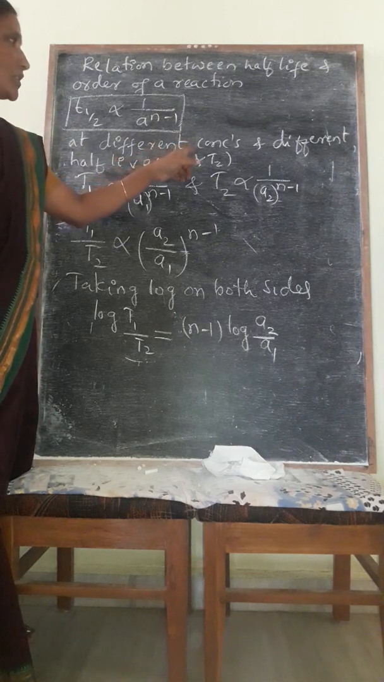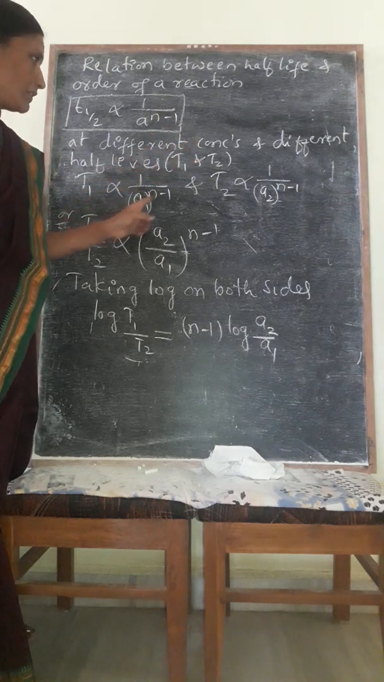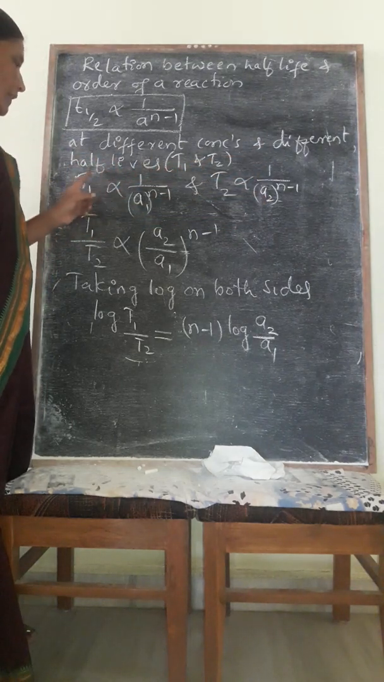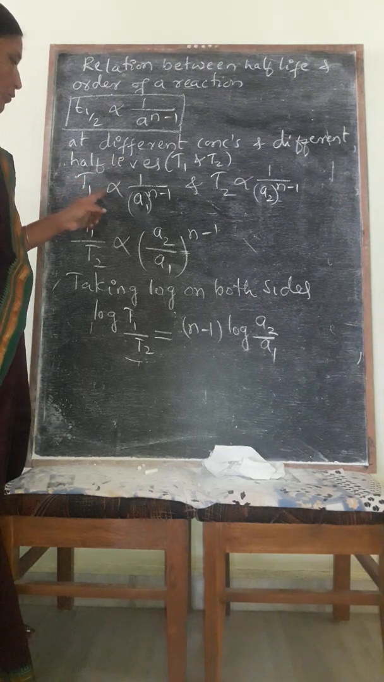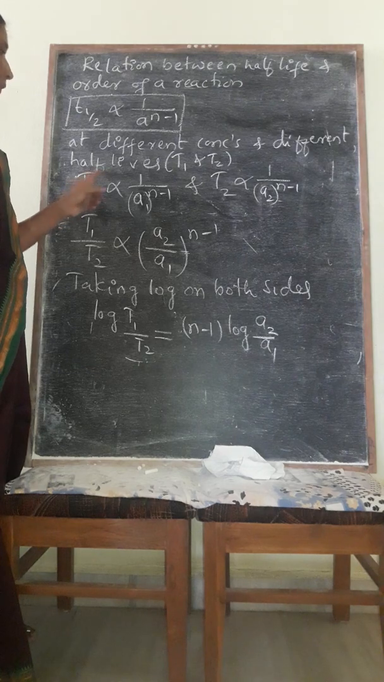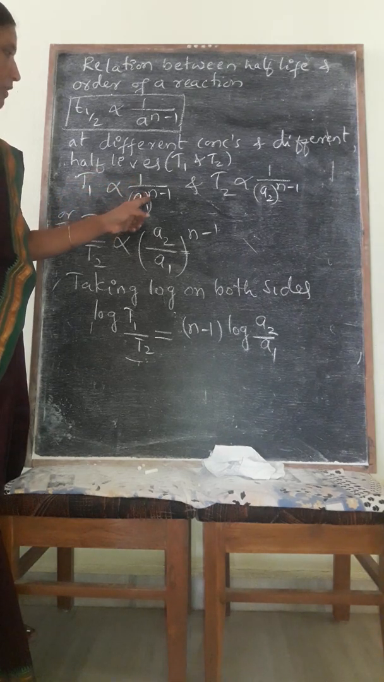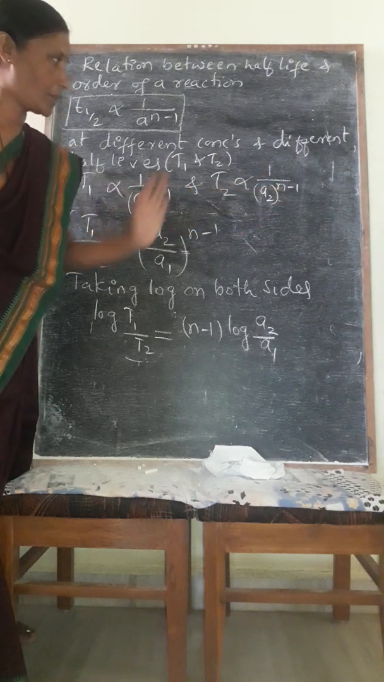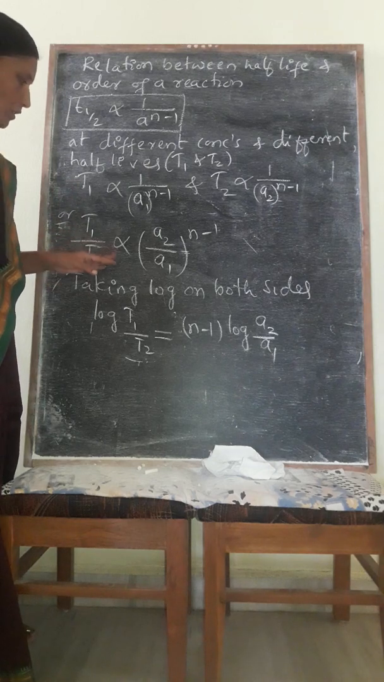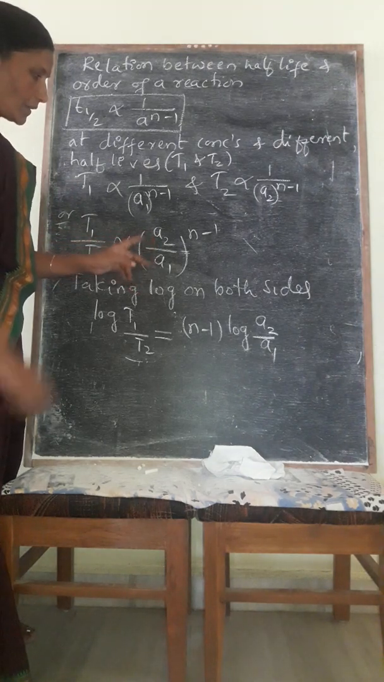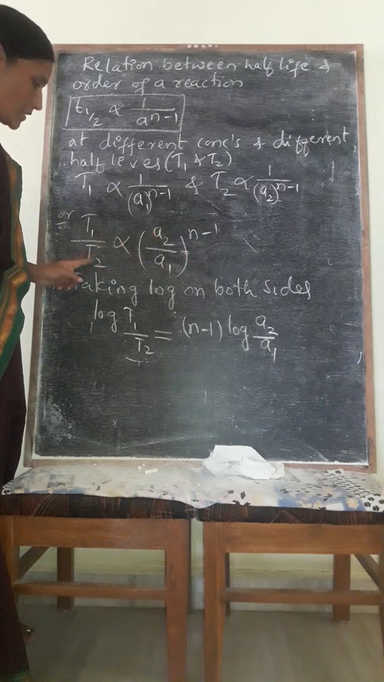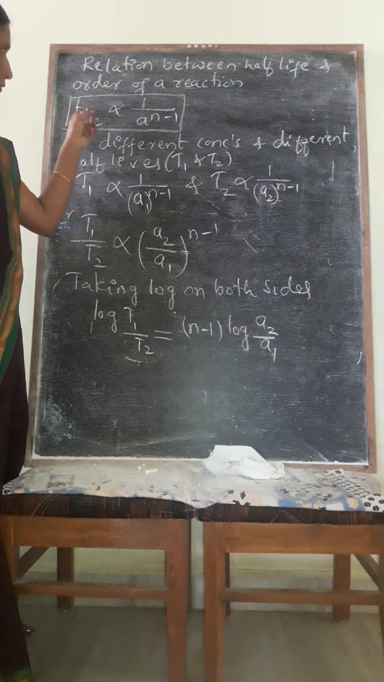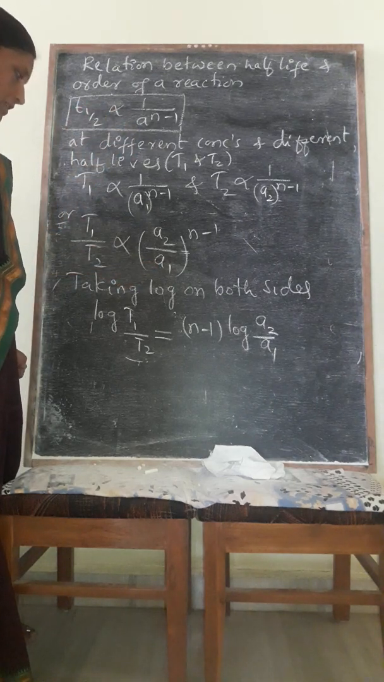At two different concentrations, taken as A1 and A2, there are two different half-lives, T1 and T2. The relation is given as T1, the half-life period, is proportional to 1 divided by A1 raised to n minus 1, and T2 is proportional to 1 divided by A2 raised to n minus 1, or T1 divided by T2 is proportional to A2 divided by A1, where the common power is n minus 1. That means half-lives are inversely proportional to initial concentration.